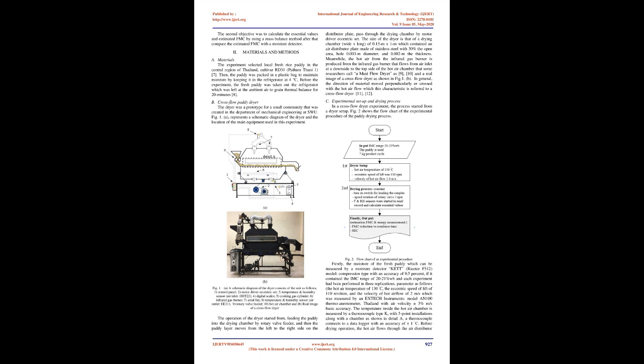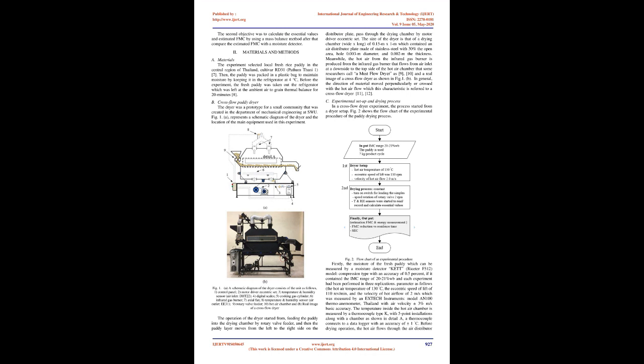Therefore, displaying the moisture content reduction to the user during the drying process, without taking out the sample from the drying process, is very important. The first objective of this study was to apply the temperature and relative humidity sensors to read and record the data values. The second objective was to calculate the essential values and estimate FMC by using the mass balance method. After that, compare the estimated FMC with a moisture detector.